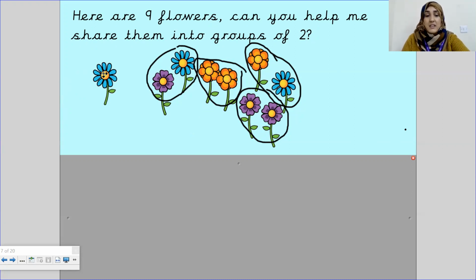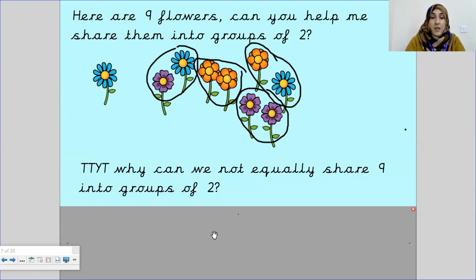Wait, hang on. Let's see if we've done this correctly because maybe we didn't read the question. Here are 9 flowers. Can you help me share them into groups of two? Yes, so groups of two. So it's telling me I need to have 2 flowers in each group. So what's happened to this one? Well, Morris, talk to your teddy. Why can we not equally share 9 flowers into two groups?